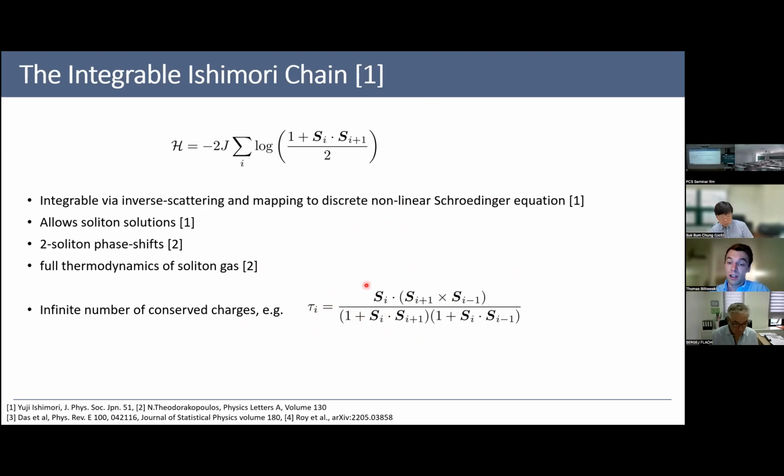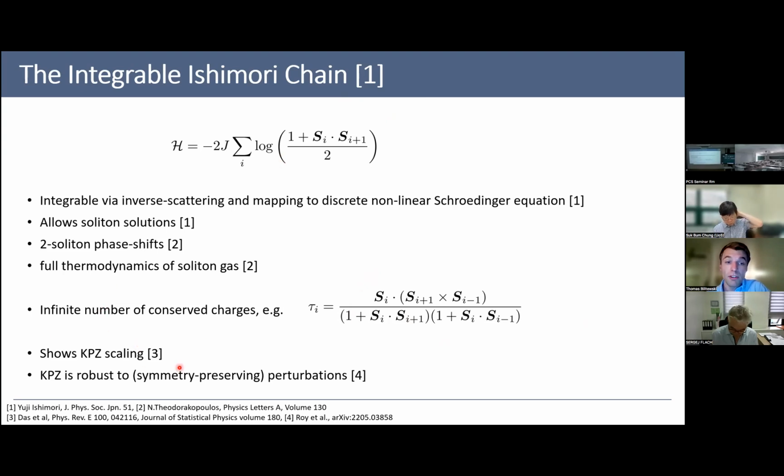And not only is this model integrable, very recently, Herbert Spohn and co-authors actually showed this shows KPZ scaling. And in the more recent work, they also showed that this KPZ scaling is actually robust to symmetry-preserving perturbations, way beyond what you would naively expect. So you can go into the regime where this model is already chaotic, but KPZ scaling still seems to persist.